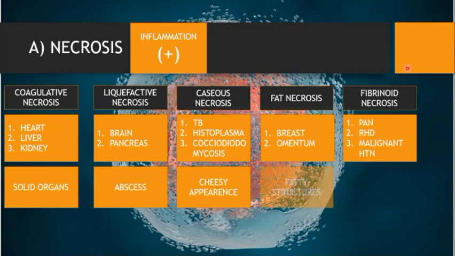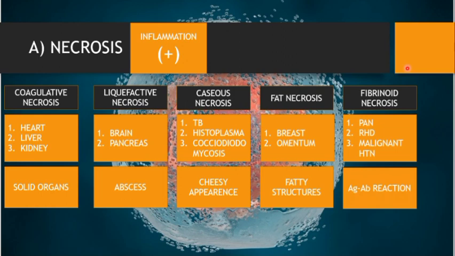If you see some fatty structures like breast or omentum, the examiner is asking you about fat necrosis. Then, when you see some antigen antibody reaction in the question, that can be fibrinoid necrosis. This antigen antibody complex deposits in a few structures and causes inflammation, causing fibrinoid necrosis.